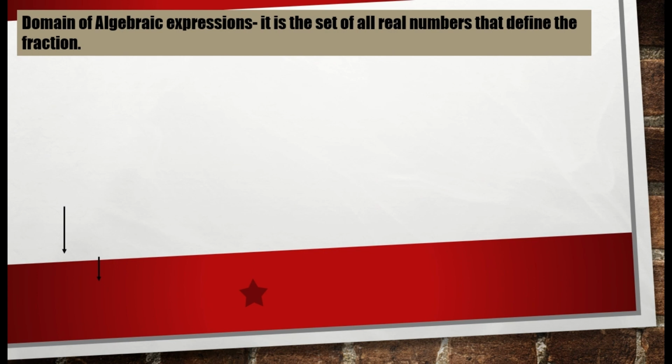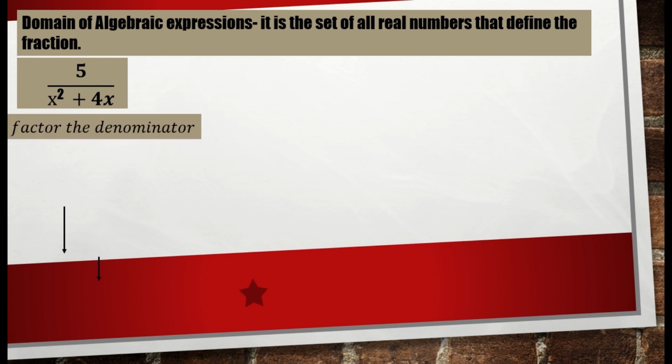Now, let's proceed to the next example. 5 over x squared plus 4x. Again, nakafocus lang tayo doon sa denominator. If our denominator is 0, that is our restricted value. First we have x squared plus 4x. We need to factor the denominator. So x, ilabas natin isang x, and then sa loob ng parenthesis, we have x plus 4.